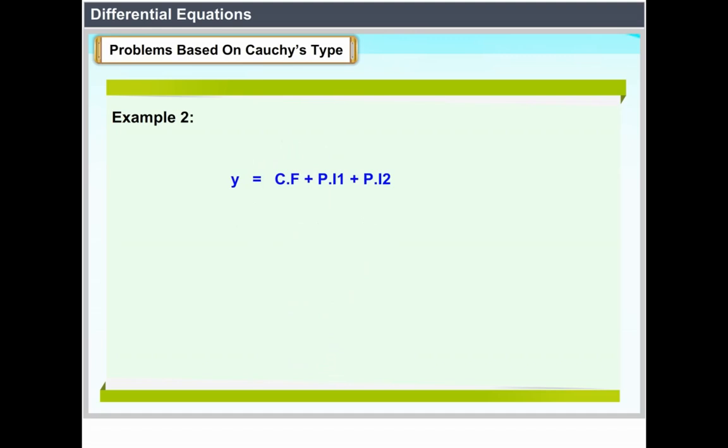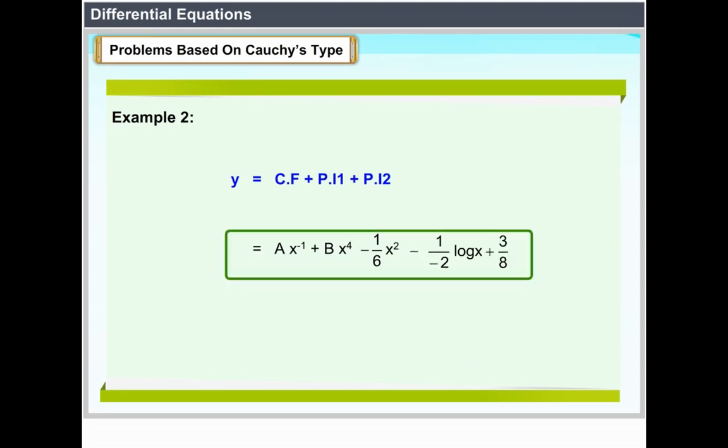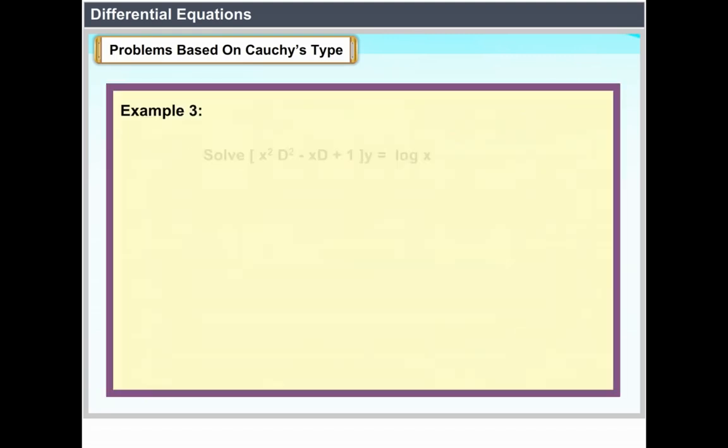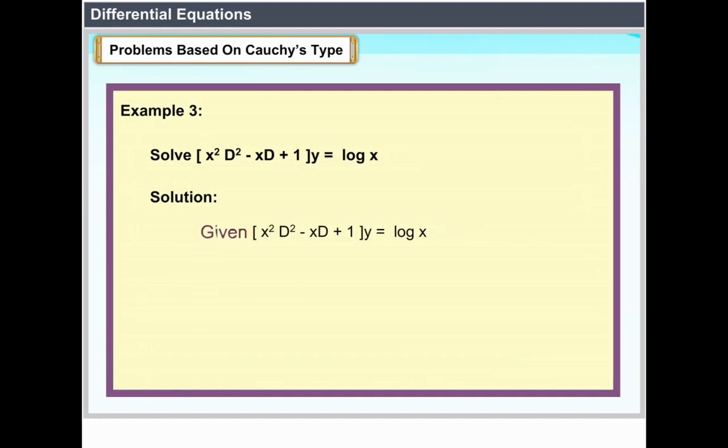y equal to CF plus PI1 plus PI2, equal to a into x power minus 1 plus b into x power 4 minus 1 by 6 into x square minus 1 by 2 into log x plus 3 by 8. Example 3. Solve (x square D square minus xD plus 1) y equal to log x. Solution. Given (x square D square minus xD plus 1) y equal to log x.